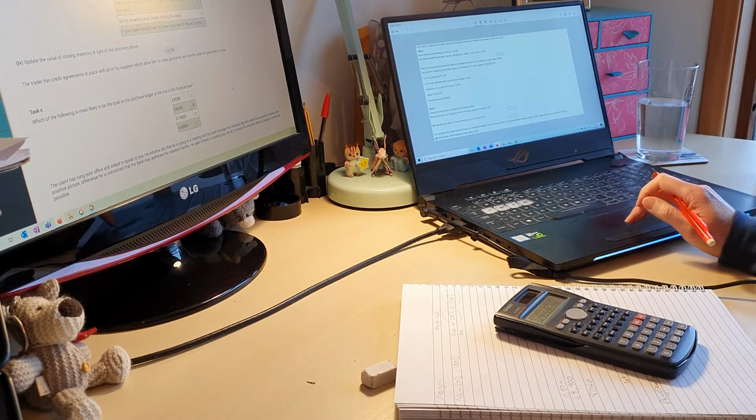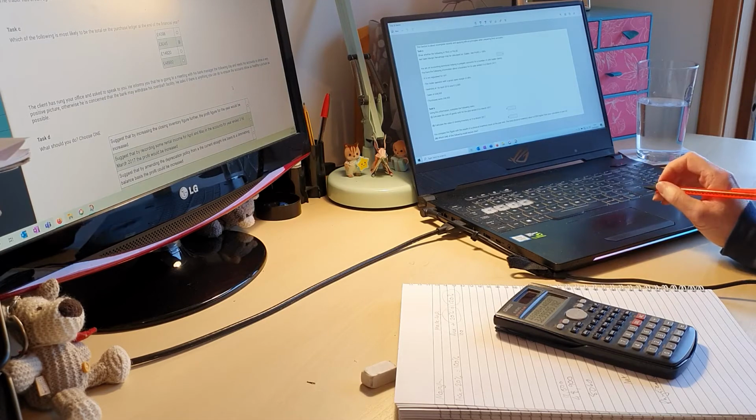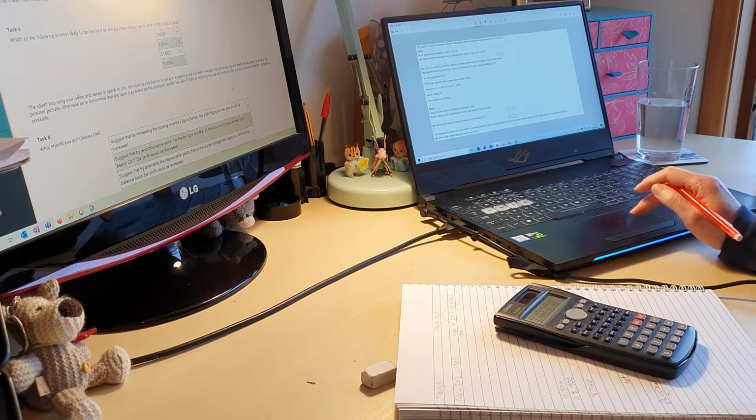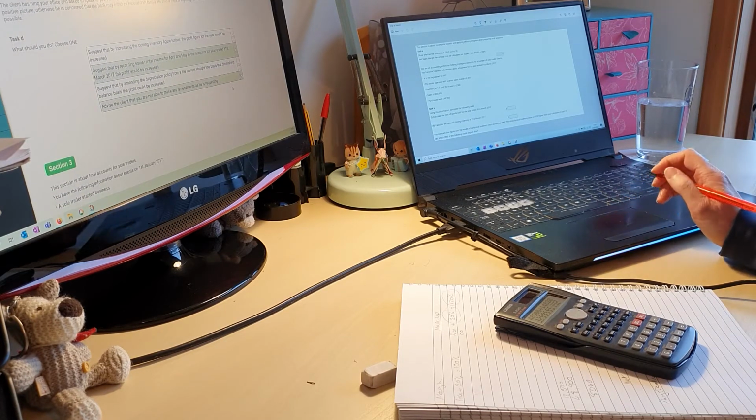And yeah, we shouldn't have that much either. The client has rung your office and asked to speak to you. He informs you that he is going to a meeting. He wants these accounts to show a very positive picture, otherwise he is concerned that the bank may withdraw his overdraft facility. Suggest that by increasing the closing inventory figure further.